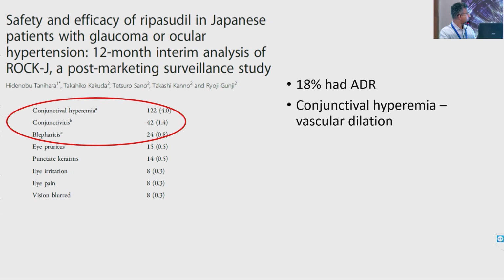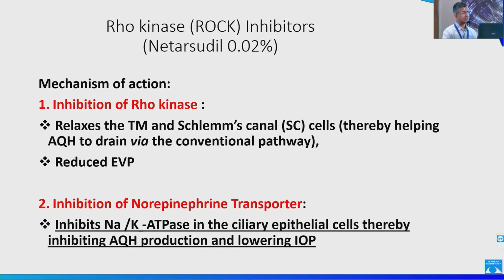Again, when you look at the 18% who had adverse drug reactions, conjunctival hyperemia was the commonest one, but most of us feel that the actual rates are probably a little higher than 18%.